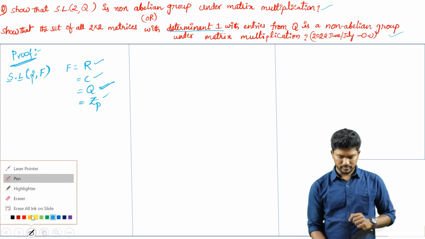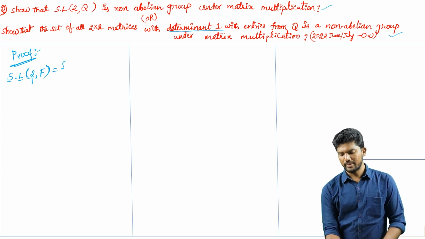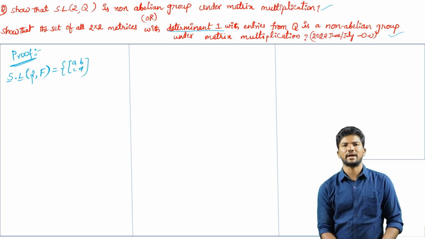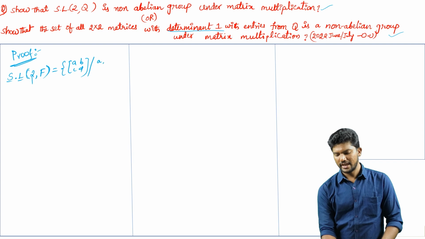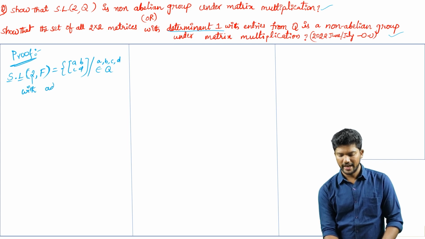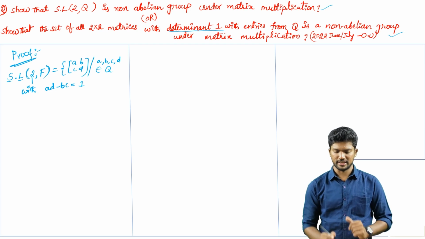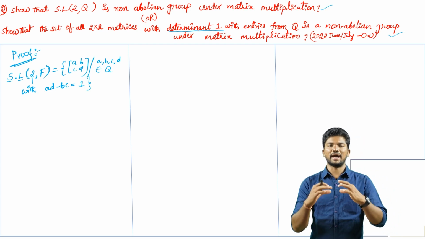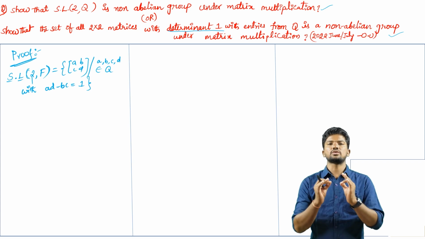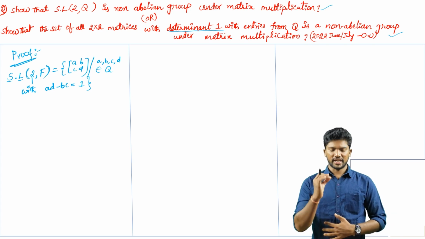So now you can see here, SL of 2 comma F is equal to, I am writing the original definition, the set of matrices A B C D. It is a 2 by 2 matrix such that the elements A, B, C, D belong to rational numbers with their determinant AD minus BC always equal to 1. Then if these types of matrices form a group, that group is called the special linear group of 2 by 2 matrices with respect to rational numbers.